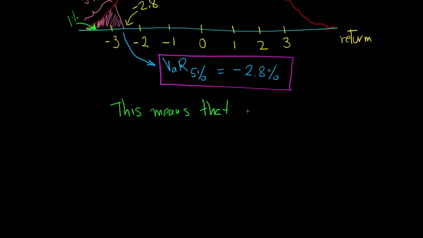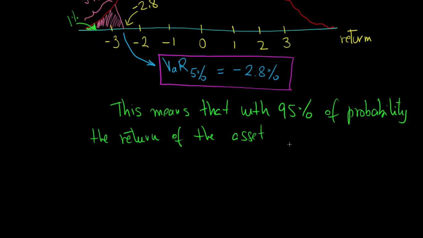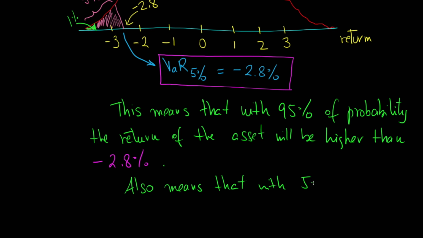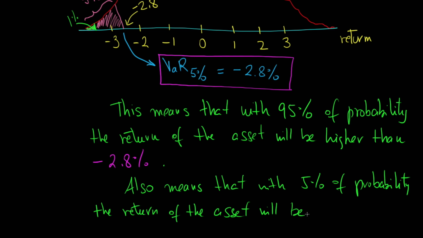This means that with 95% of probability, the return of the asset will be higher than minus 2.8%. But alternatively, we can say that with 5% of probability, the return of the asset will be minus 2.8% or lower.